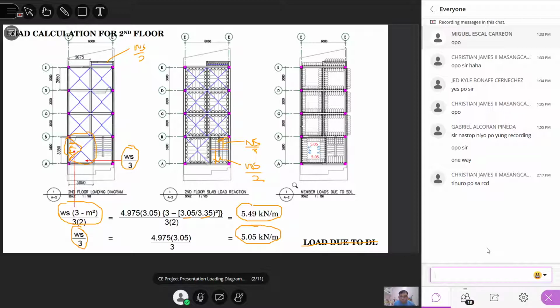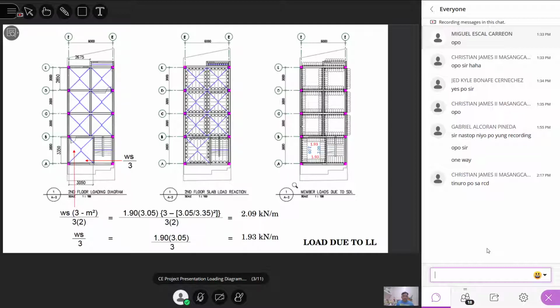Okay? So, kaya dito nakalagay, along that direction, the equivalent uniform load is 5.05 kilonewton per meter. Itong nasa baba, 5.05 kilonewton per meter. While on this beam, the uniform equivalent load is 5.49 kilonewton per meter. Dito naman, 5.49 kilonewton per meter. Just for this slab. Okay? That is due to dead load. Okay? So, dead load pa lang yun.